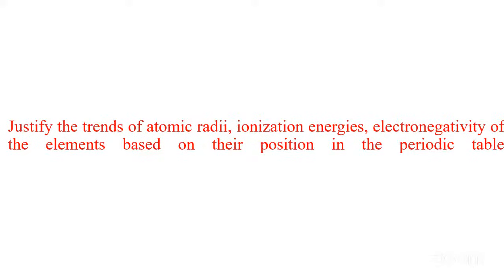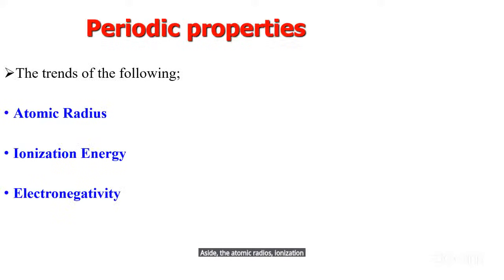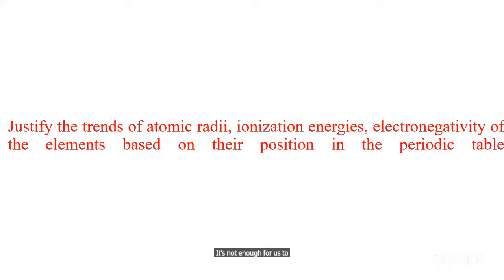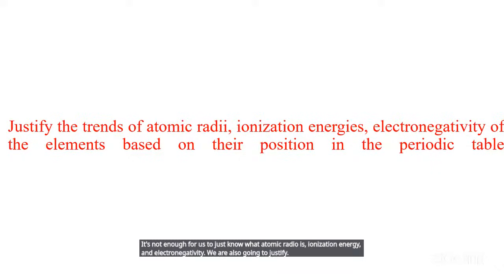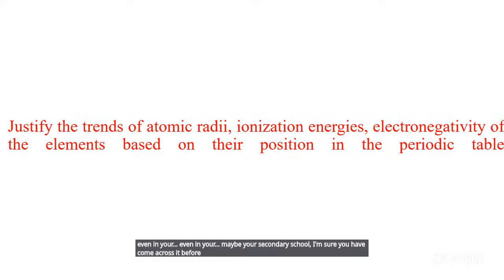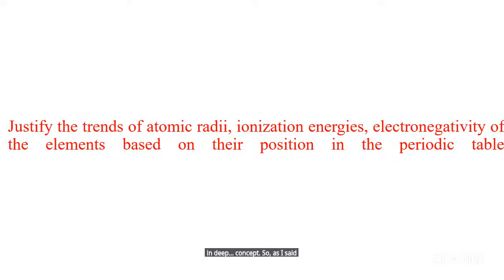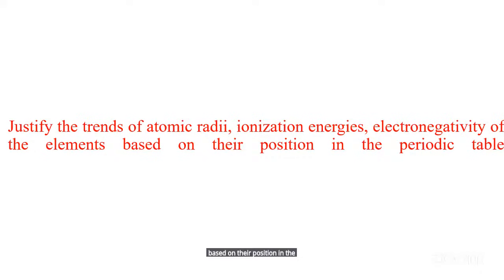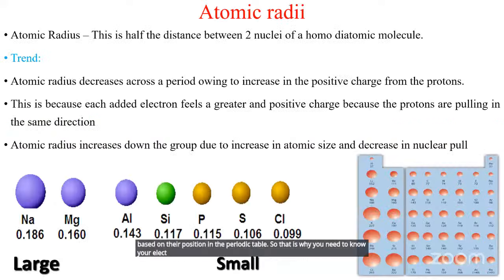Aside from the atomic radius, ionization energy, and electronegativity, we are also going to justify the trends. It's not enough for us to just know what atomic radius, ionization energy, and electronegativity are. We are also going to justify the trend in the periodic table. I know in your secondary school, I'm sure you have come across it before, but now we are going to look at the deeper concept. So as I said, we're also going to justify the trends of atomic radii, ionization energies, and electronegativity of elements based on their position in the periodic table. That is why you need to know your electronic configuration.